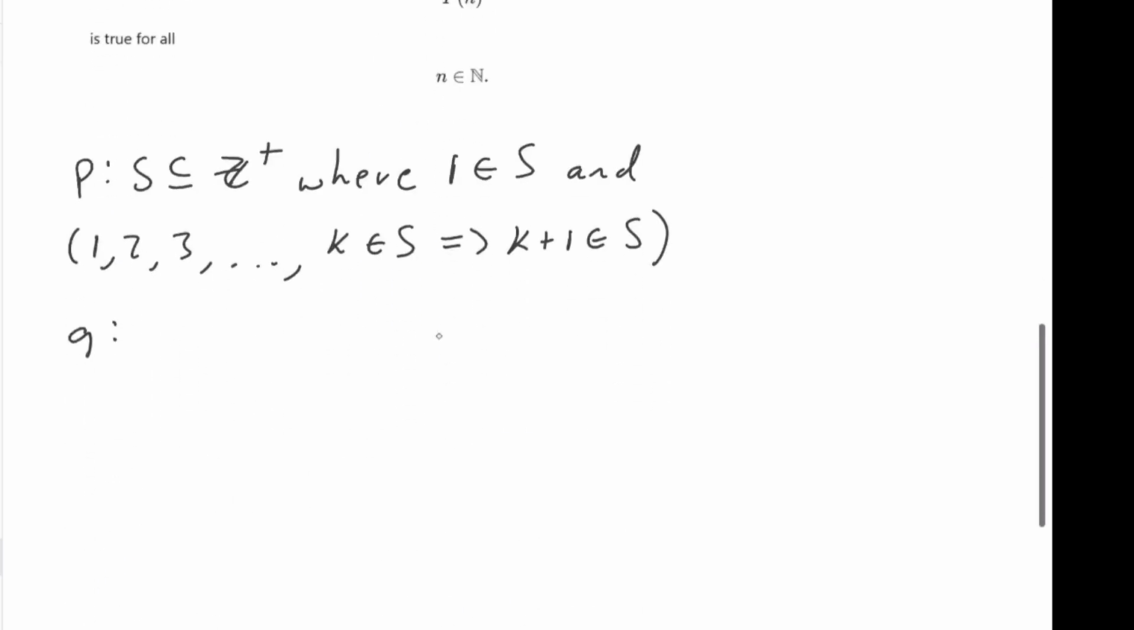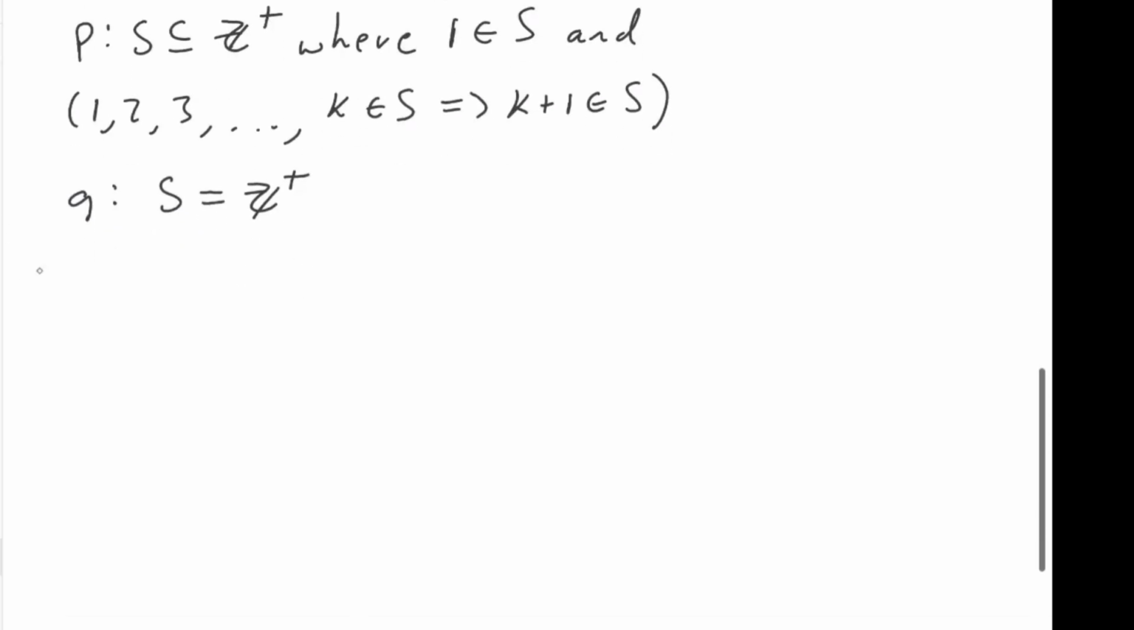So S is a subset of positive integers. We're supposing this and this. It follows this, right? If I have this, then it follows that k plus 1 is in S. And this is the Q part, right? Then S is equal to the set of positive integers.